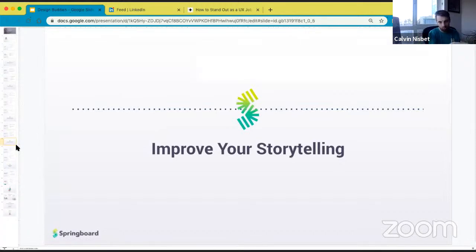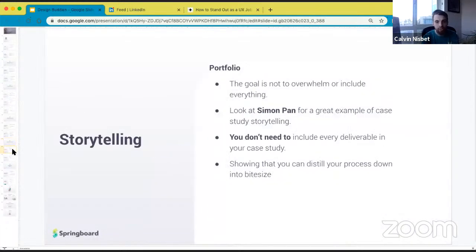So once you've got your portfolio looking awesome and you're getting interviews and everything's working out well, you want to make sure that your storytelling is high quality. This is going to be what really separates you from the pack in the interview process and really helps you stand out, especially against more experienced designers. And so I've broken it down into two different components. The first one is on your portfolio.